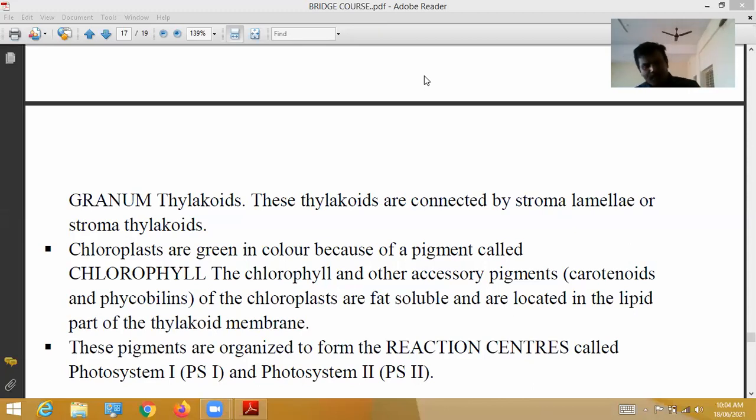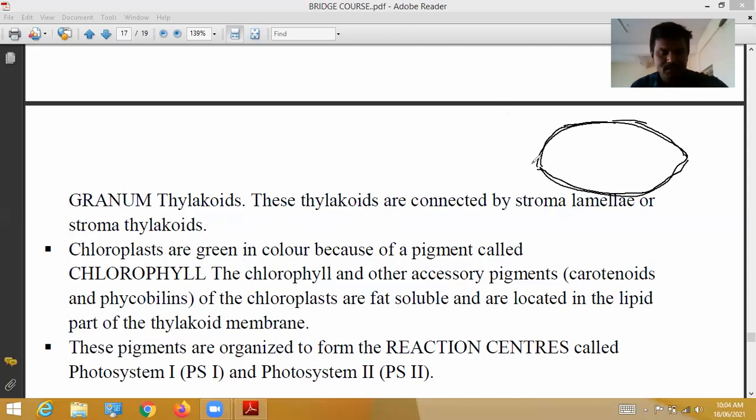Chloroplast. Chloroplasts are green in color. Generally, I said, so this is the chloroplast, and the chloroplast is green in color.